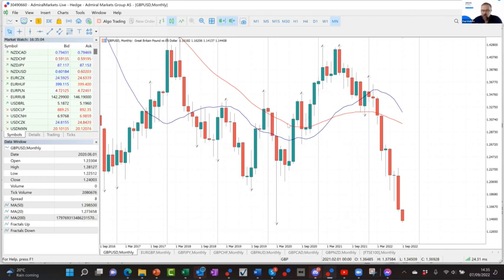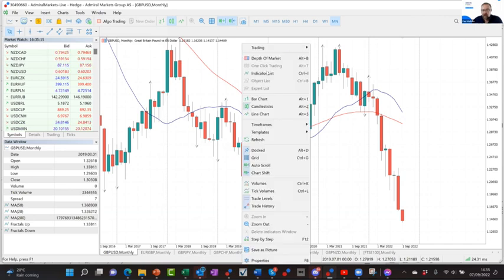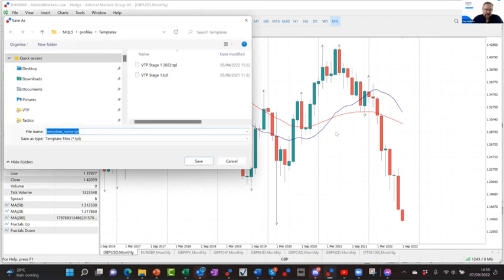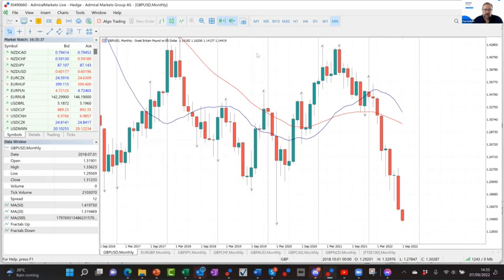Then what I want to do is save that as a template, so I don't have to do this every time I open a chart. I can just overlay the template. So how do I do that? Once again, I right click on a chart, go down to templates, save template. For this one, I'm just going to give it a new name. Let's just call it Bulls Price Action. That means whenever I open a new chart, whatever that might be, I can literally overlay that pretty quickly and easily.